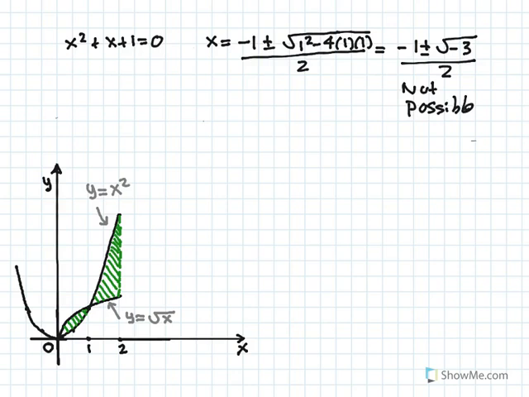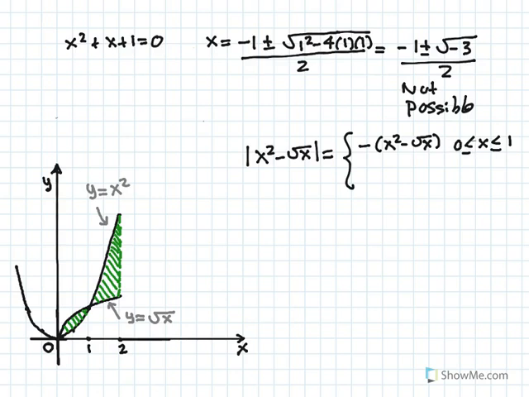So we can now rewrite the absolute value of x squared minus root x as minus x squared minus root x on the interval x between 0 and 1, and x squared minus root x on the interval between 1 and 2. So this is a way of removing the absolute values so we can split it up into two separate integrals and apply the fundamental theorem of calculus to solve the integral.